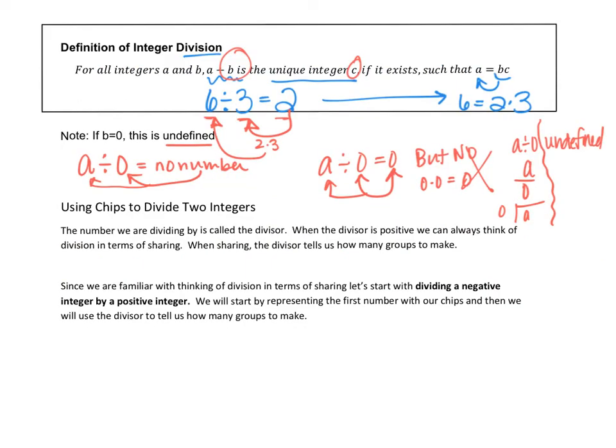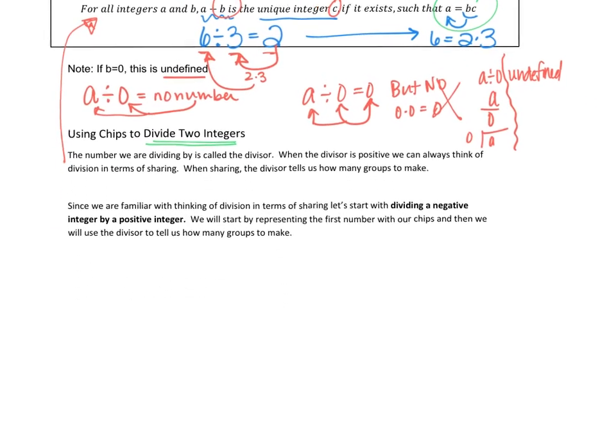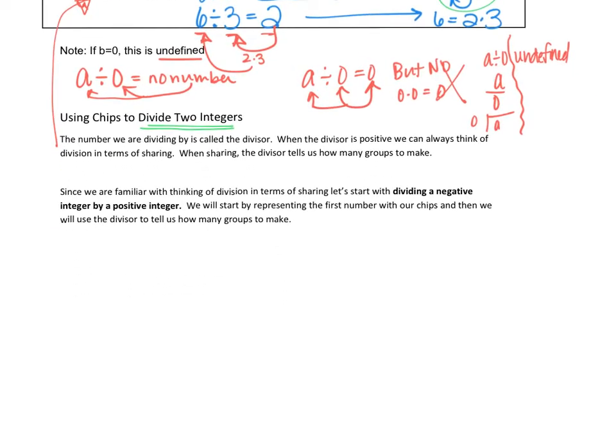So we kind of defined integer division in terms of multiplication, but we can still use the chips or play around with the chips a little bit. Your book doesn't really go through this, but I thought it would be nice to see how the division would work, because we've talked about dividing two integers and how that's just splitting up into equal groups. Whenever we are dividing by something, a reminder that that's called the divisor.